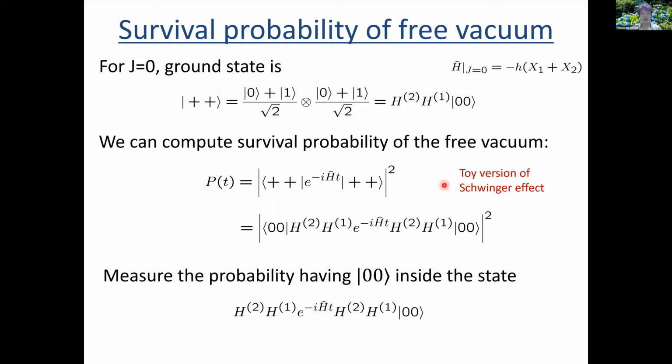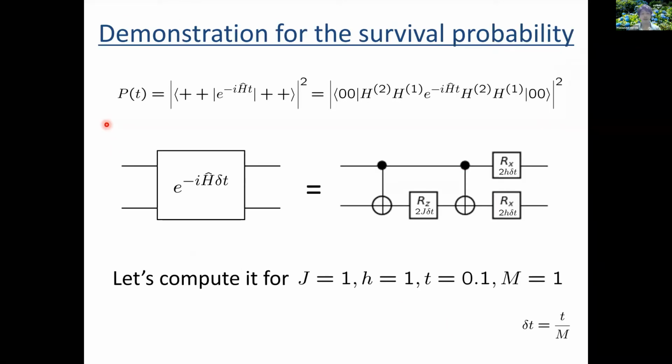And this problem is a kind of toy version of the Schwinger effect. By using this identity, we can relate the survival probability like this. Therefore, we can compute P(t) by measuring the probability of having 0 inside this state. All right, let us compute this quantity by using the Suzuki-Trotter decomposition for this parameter. And this is a quantum circuit for the time evolution operator for one time step.